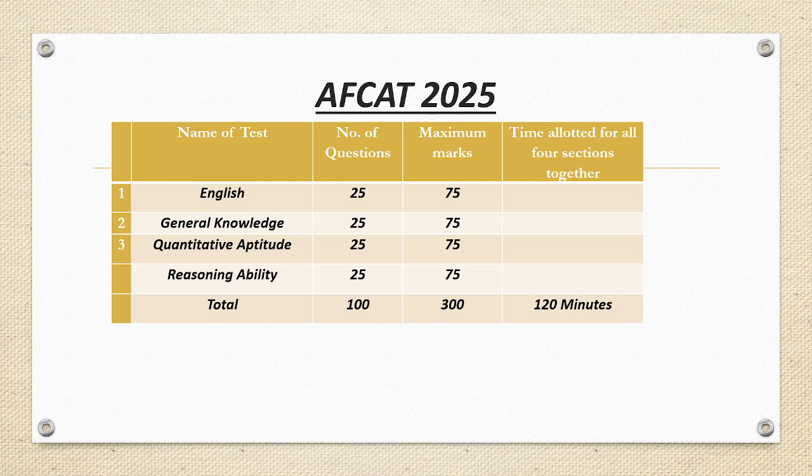In the AFCAT examination, there are 100 questions spread over English, general knowledge, quantitative aptitude, and reasoning ability, 25 each. The time is 2 hours combined, and maximum marks are 300. That is, for one question, if you get it correct, 3 marks, and if you get it wrong, minus 1 mark.